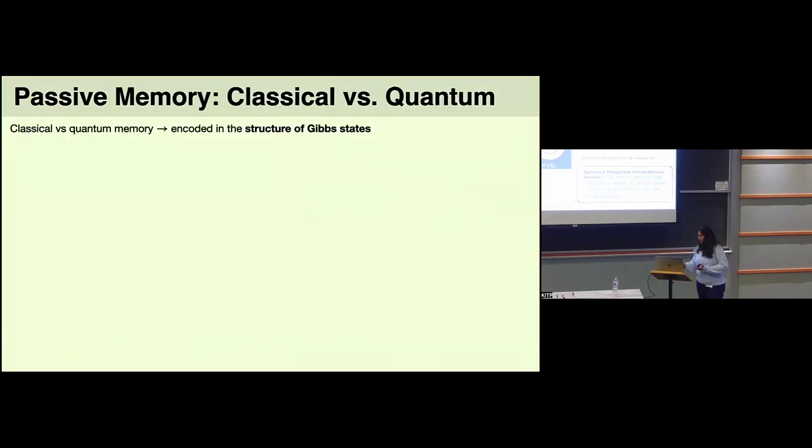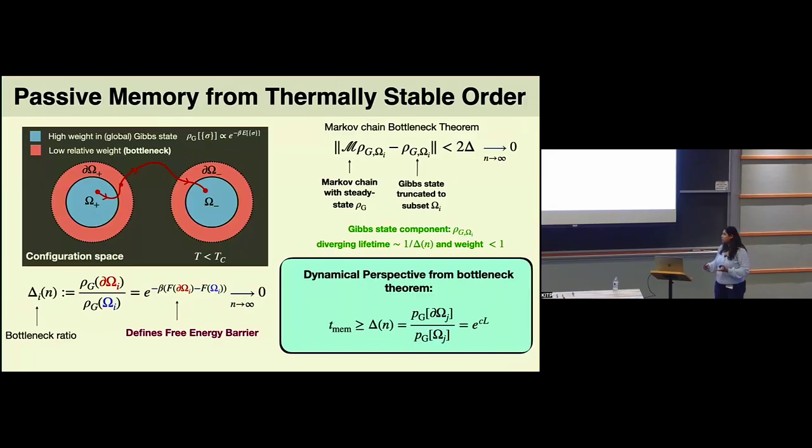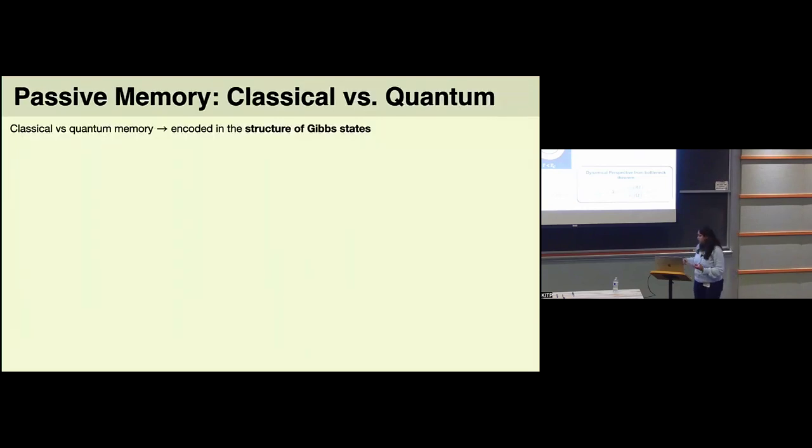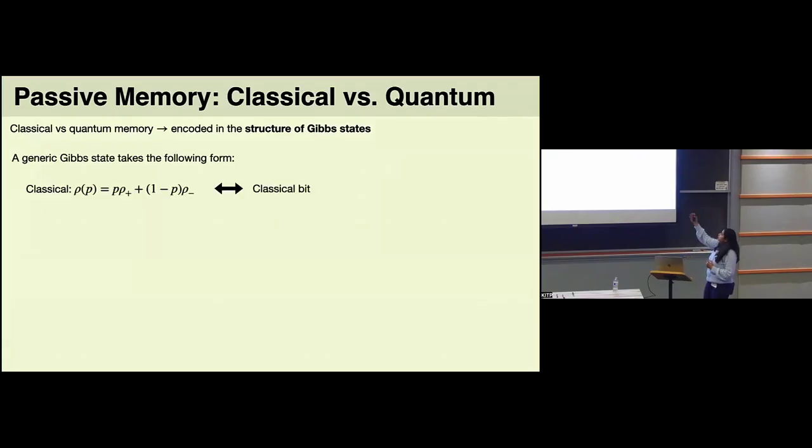Okay, so now, if we come back to what we mean by passive memory that encodes non-trivial classical or quantum information, this is encoded in the structure of Gibbs states. Each of these components with diverging lifetime can be thought of as a Gibbs state in its own right. I'll sometimes call them Gibbs state components or just Gibbs states. And the nature of memory is encoded in the structure of these Gibbs states.